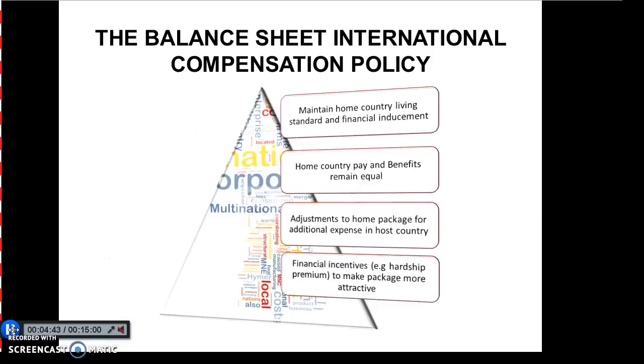Let's look at the other approach, the balance sheet international compensation policy. These are some of the items that are included in this policy. It maintains a home country living standard and financial inducements. The home country pay and benefits remain equal. Adjustments to home packages for additional expenses are given, and there are financial incentives like a hardship premium to make the package more attractive for persons to actually go on the assignment.